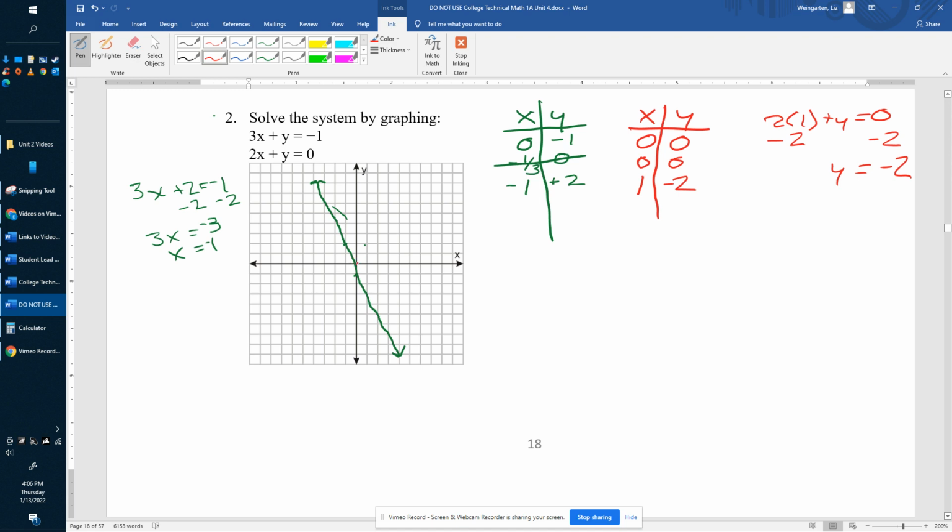So we have 0, 0. Note the line is not crossing there. We have 1, negative 2. So I'm going to do this with my mouse as well.